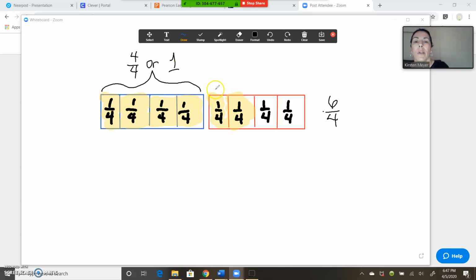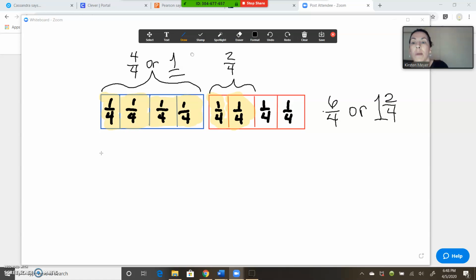And we also know that we said if we have this whole thing, that is 4/4 or 1 whole. And right here I have 2/4. So I could say that I have 6/4, 1/4, 2/4, 3/4, 4/4, 5/4, 6/4, or I can say that I have 1 whole and 2/4. So 6/4 or 1 and 2/4.